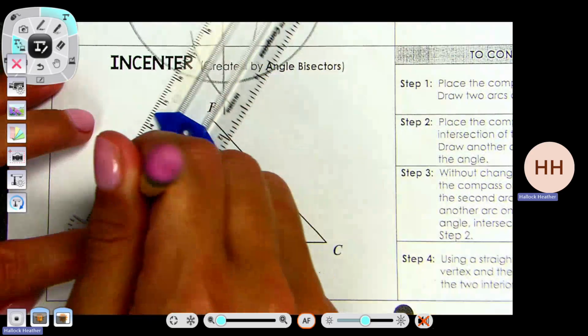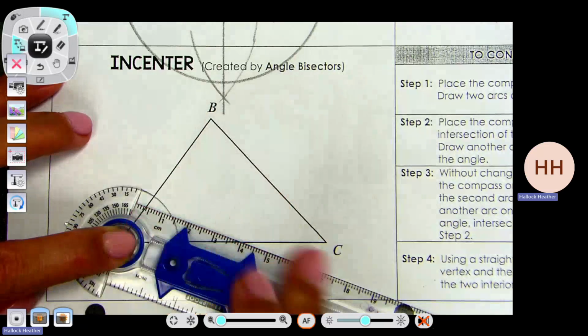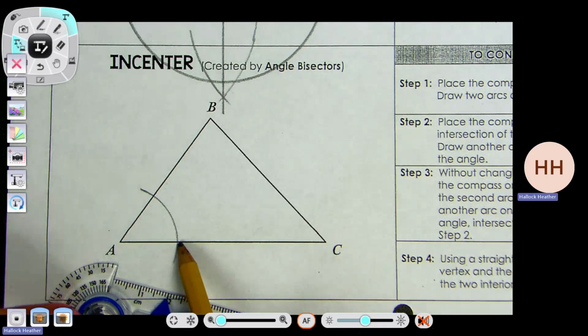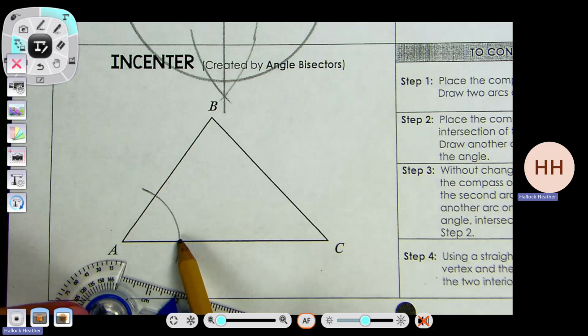So we're going to make an arc that goes through both sides of the angle. That should look like step one. You have an arc that goes through both sides. The next part, we are going to take the compass and put it on the intersection that we just made with the bottom of the triangle. So I'm going to move my compass needle right here.